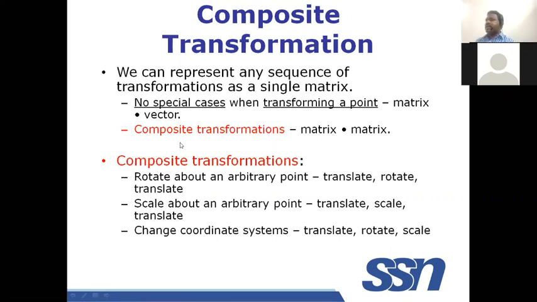First one translation, then rotation. After that we are bringing it to its original position. 3 operations we are carrying out in order to perform a rotation. So this kind of composite operations, n number of operations, how we are going to arrive at a composite transformation matrix, that is the point of discussion today.